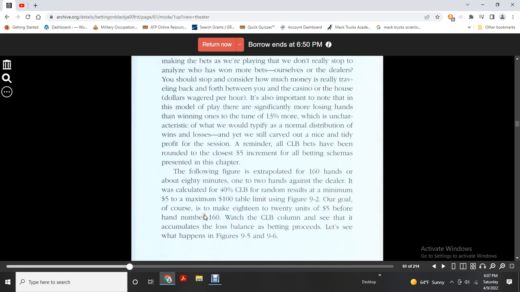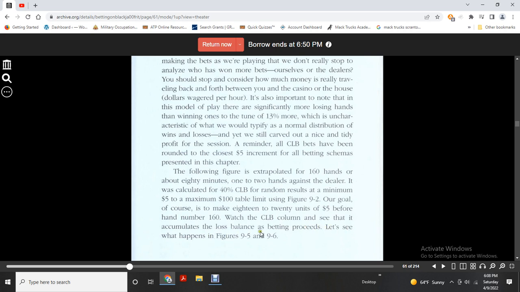in this chapter. The following figure is related to about 160 hands and 80 minutes with 1 to 2 hands against the dealer. It was calculated with a 40% clearance losing bet for random results, at a minimum of $5 and maximum of a $100 table limit, using figure 9.2. Our goal, of course, is to make 18 to 20 units of $5 before hand number 160. Watching the clearance losing bet column, see that it accumulates the loss balance and betting procedures.